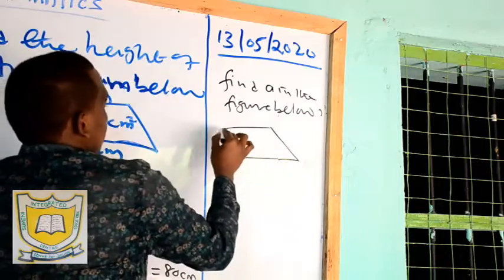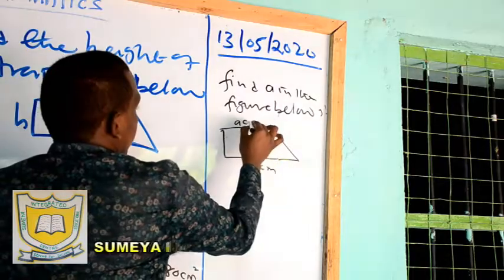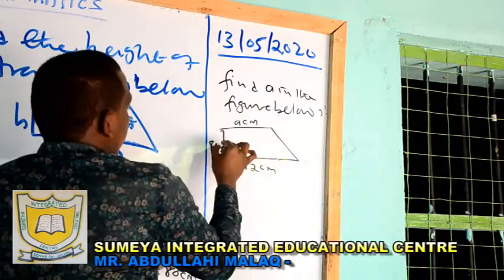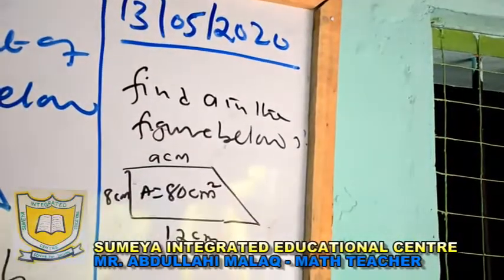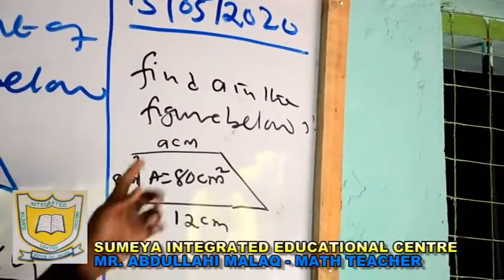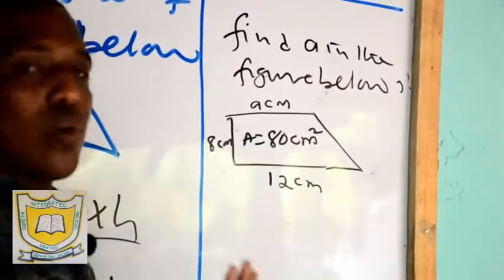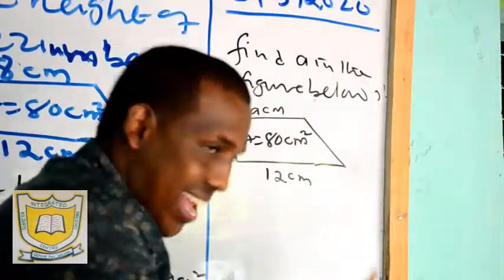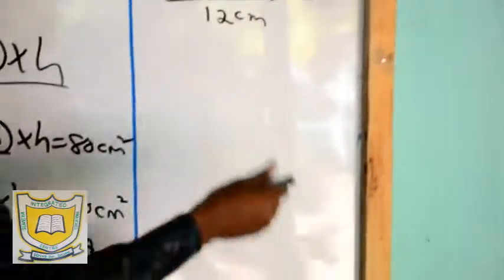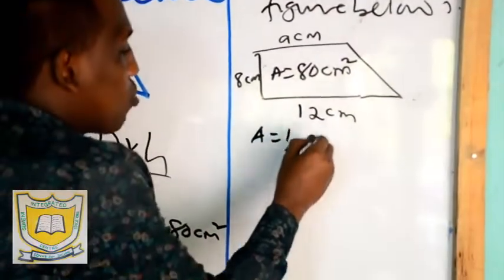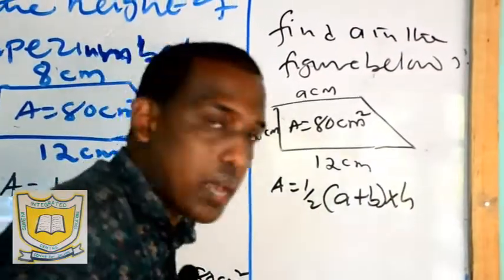Let's say they want A. Here is 12 centimeter, and here is 8 centimeter, and here is 8 centimeter. Then you are given area is 80 centimeter squared. Let us try to find out the value of A. So I'm given the area. Whenever you are given an area, to get to the other side, what do you do? You use the formula for getting area. So area is equal to, we said, a half into bracket A plus B, bracket times height.